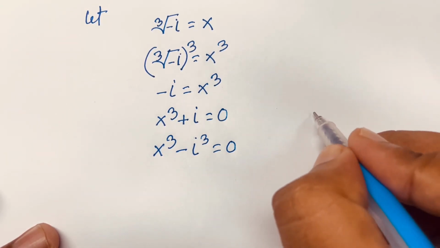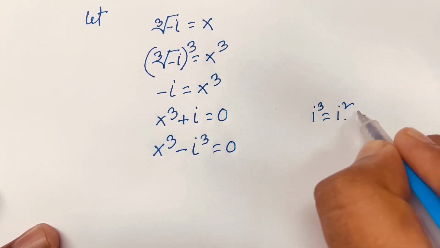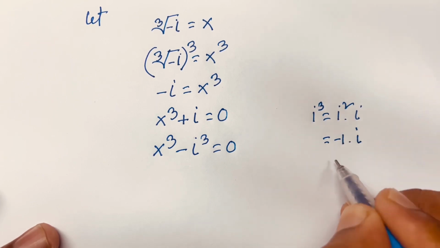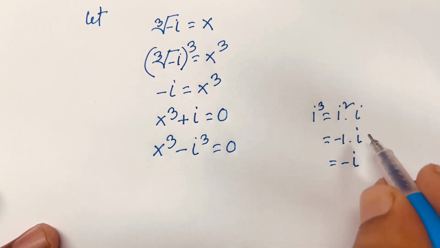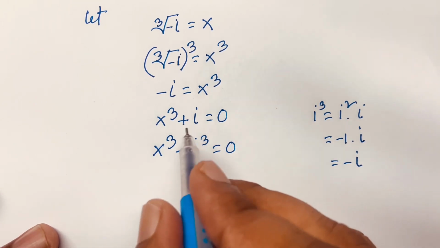Because i cubed is equal to i squared times i. We know that i squared is minus 1, times i, it will be minus i. That's why I can say minus i cubed, and this minus it will be plus i.